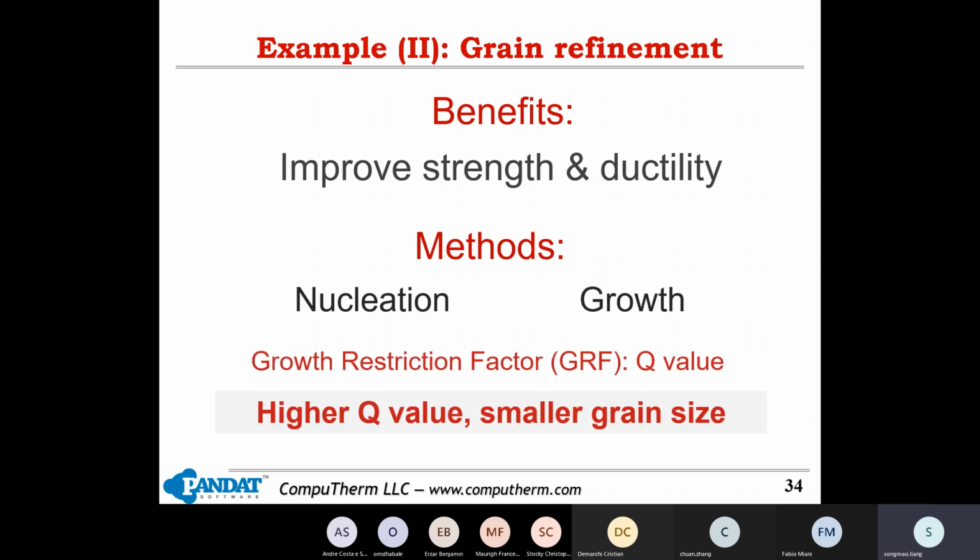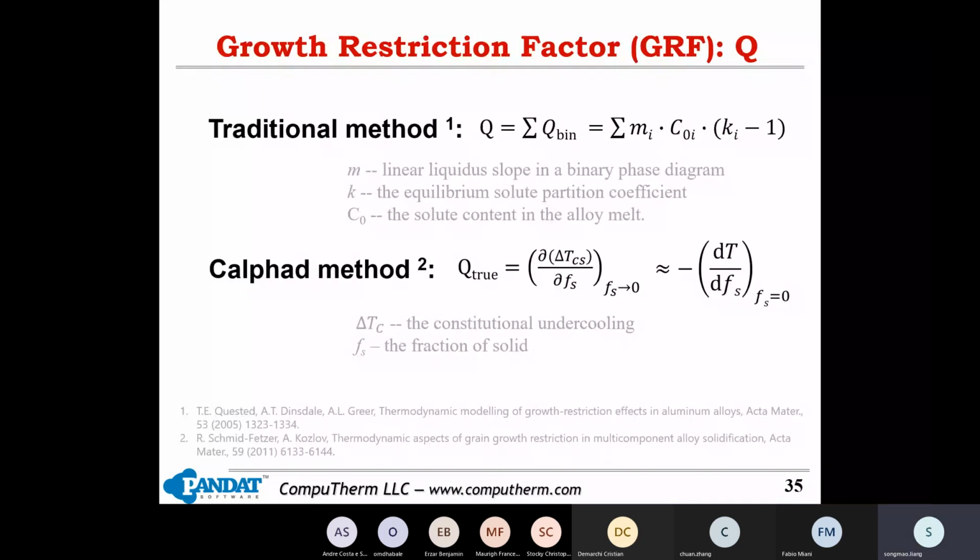For the growth part, a very important factor is called the growth restriction factor. Some people also call it the Q value. If an alloy has a higher Q value, normally we expect this alloy to have a smaller grain size. So this is the background of the Q value, or the growth restriction factor, GRF. And what is GRF?